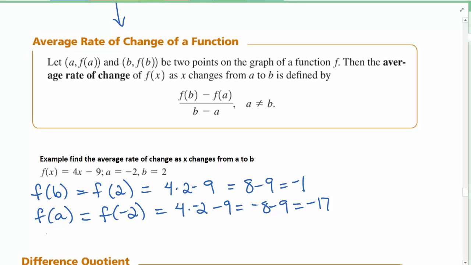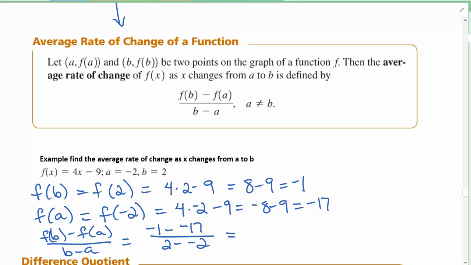So the average rate of change, which is the formula f of b minus f of a divided by b minus a, is going to be equal to f of b, which was negative 1, minus f of a, which is negative 17, over b, which is 2, minus a, which is negative 2. And so how does this clean up? We'll make this a plus plus, and that's going to be 16 over 4. The average rate of change is 4.